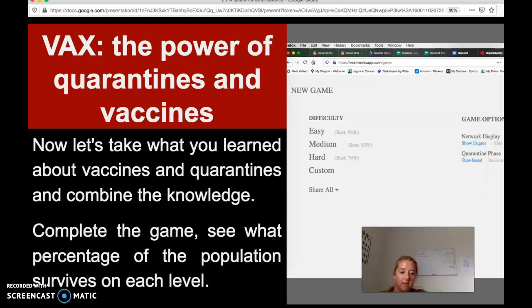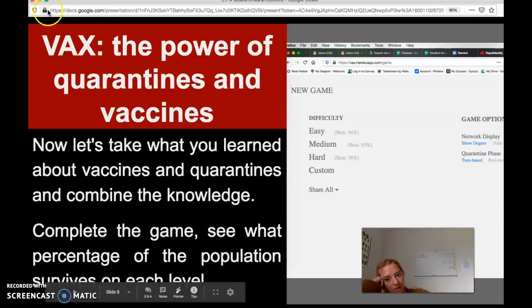This is called Vax. It's a game I learned about not too long ago, but we're going to talk about vaccines tomorrow, but you're going to take what you know about vaccines from our lab on Friday and quarantines and combine the knowledge. We're going to complete the game and see what percent of the population survives.